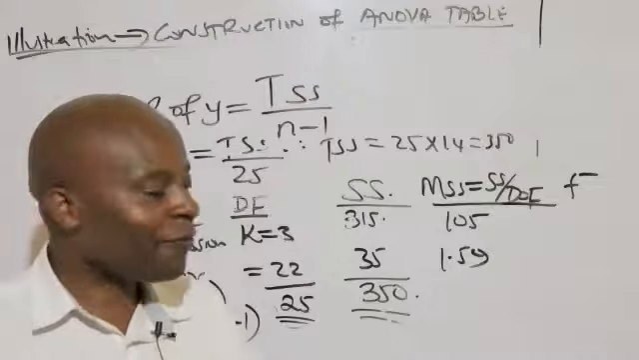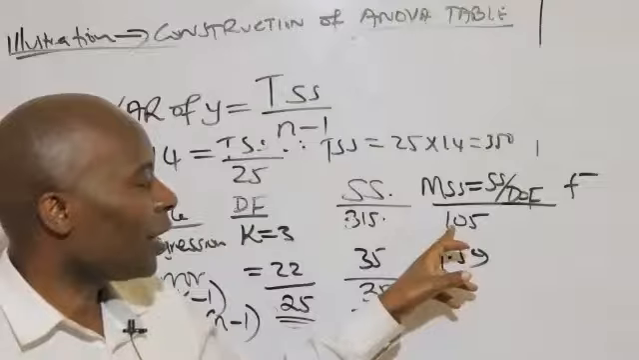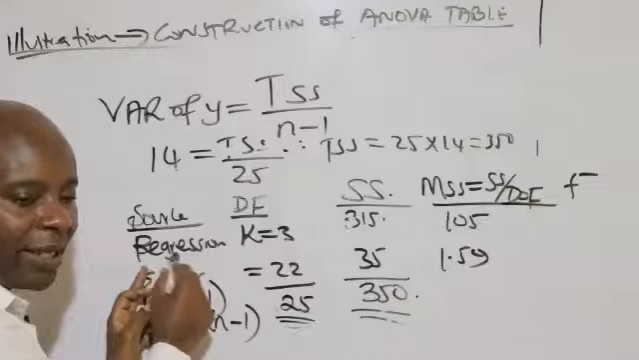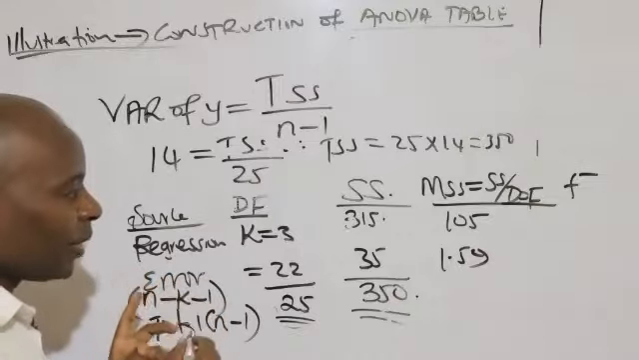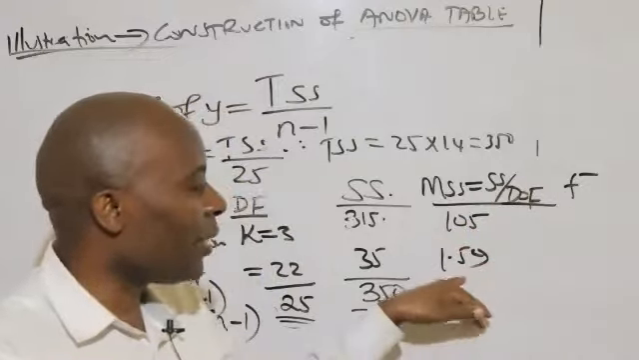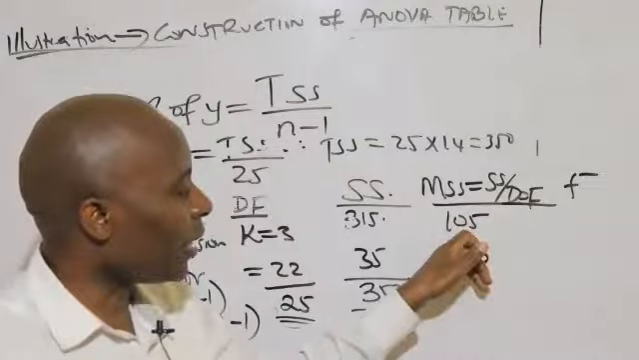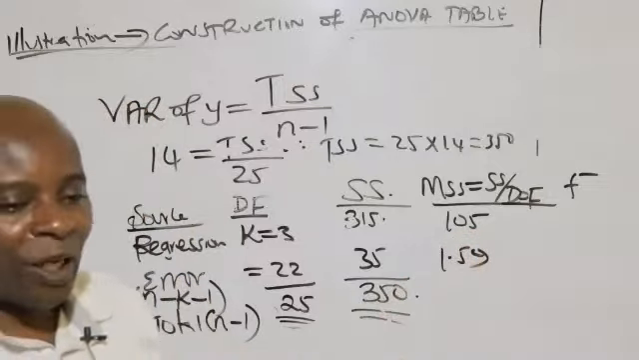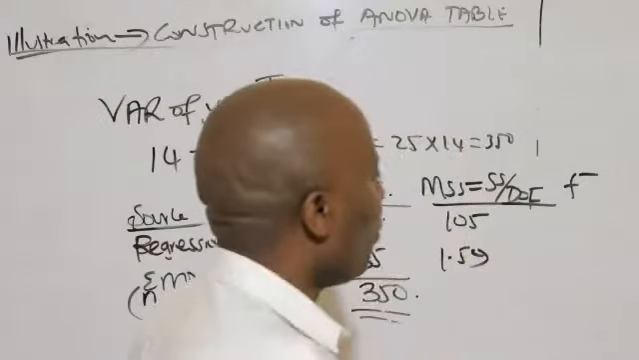So remember, F is the explained MSS. I forgot to tell you that regression is the same as explained, and then error is the same as unexplained. So for F, we are taking the explained MSS divided by the unexplained MSS. So it's 105 divided by 1.59, which will give us what figure? 66.04 or 66 like that.